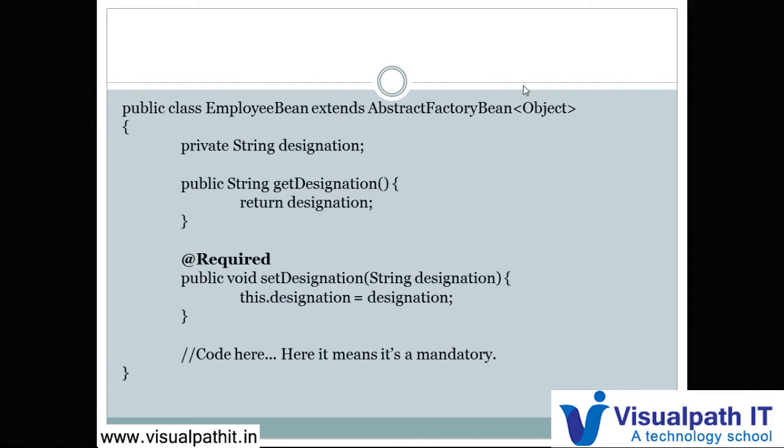See, for example, this is an example. Here it's an employee bean that extends the abstract factory bean. So here we are setting the designation of the employee. Here @Required means whether it is mandatory, the name itself suggests. @Required means whether that particular annotation is mandatory or not. That is what it specifies.